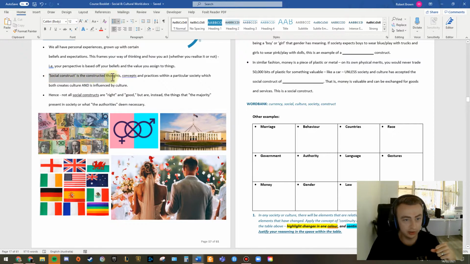Social construct is the constructed thoughts, concepts and practices within a particular society which both creates culture and is influenced by culture. So that's what I was saying, how they are different depending on where you are around the world. So gender, for example, is an example of a social construct.